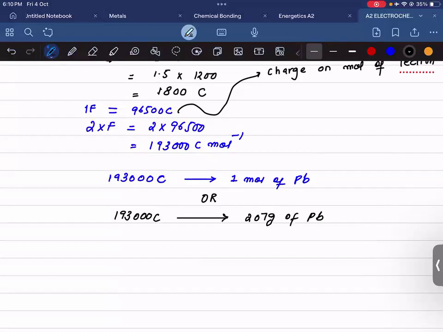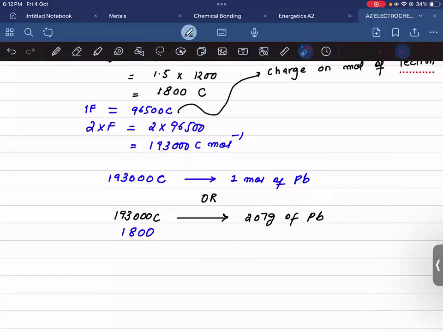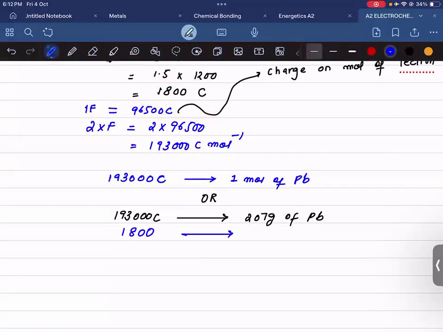Now, if you're thinking, sir, what are you doing? Basically, remember, 1 mole of anything is equal to the mass of anything in grams. Hopefully you know this. So I did nothing, I just wrote the mole as the mass. This is the Ar of lead, it's given in the question. But I have this much charge that I have calculated. So if I have this much charge, what would be the mass? This would be X.